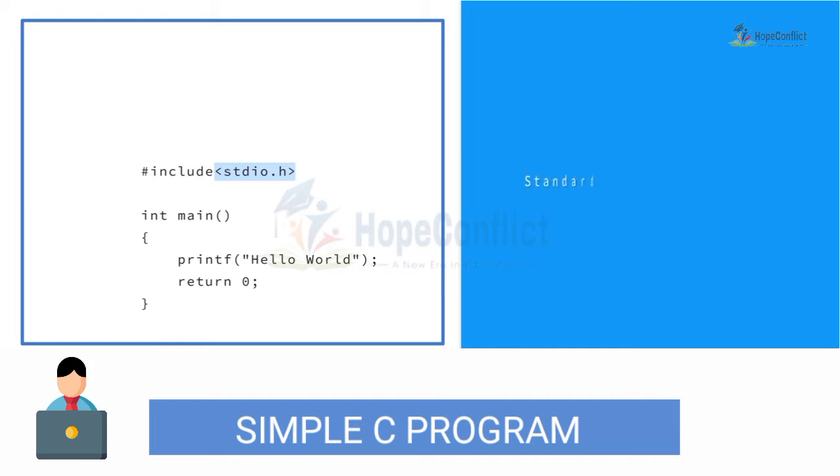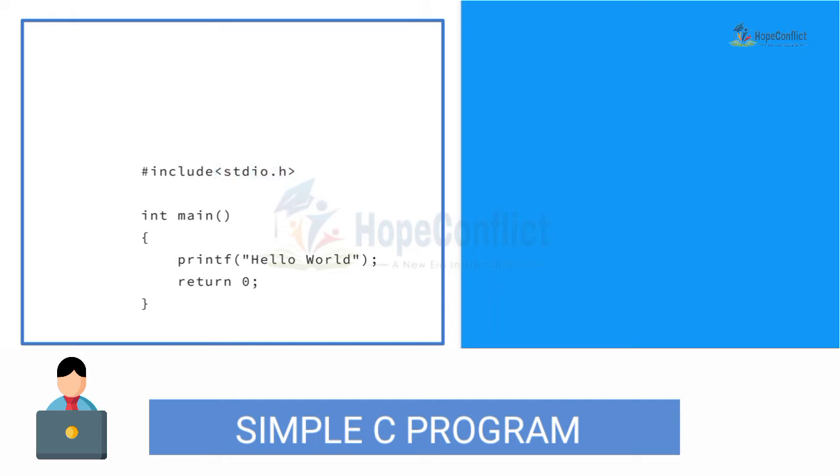It is the standard input-output library and it is a header file which has the necessary information to include the input-output related functions in our program such as printf, scanf, etc. So if you want to use any of these functions, you must include stdio.h in the source code.